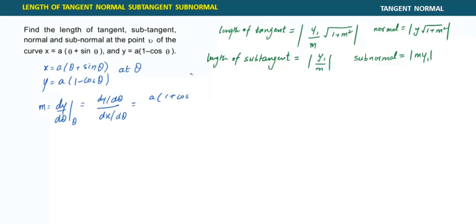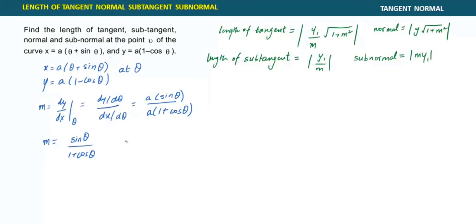Sorry, this should be the denominator, right? So this will be the particular value. So I can say m is nothing but, by doing the cancellation, the net value of m that I will get is sine theta upon 1 plus cos theta. So this is the value of m that you will obtain.